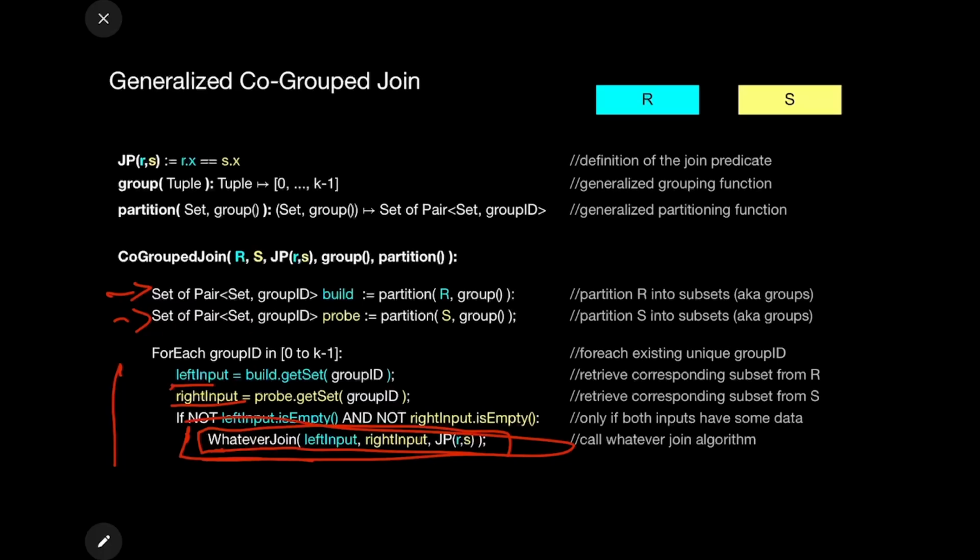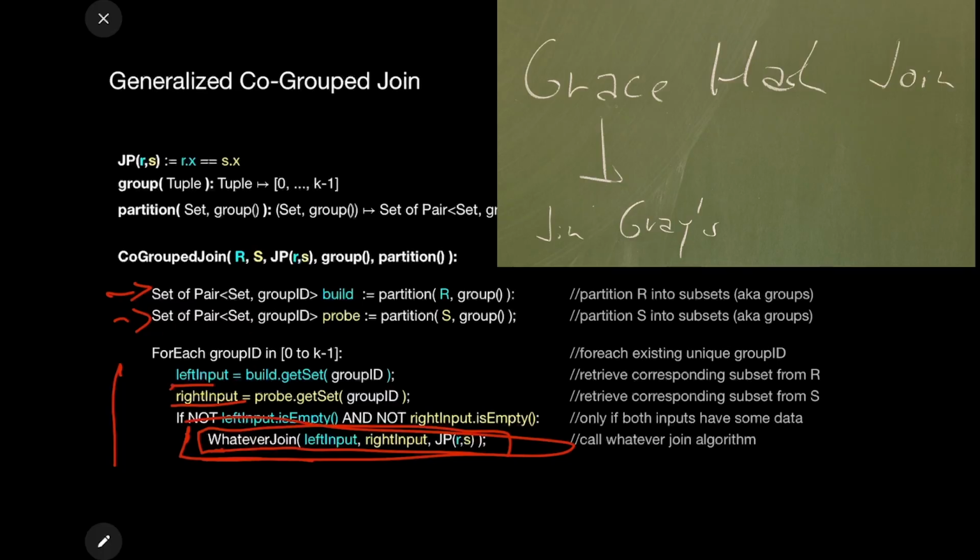Everything's possible. And with that, you can mimic a very famous algorithm, and database is super old. It's called Gray's hash join. It's a special case of what I explained here, Gray's hash join.